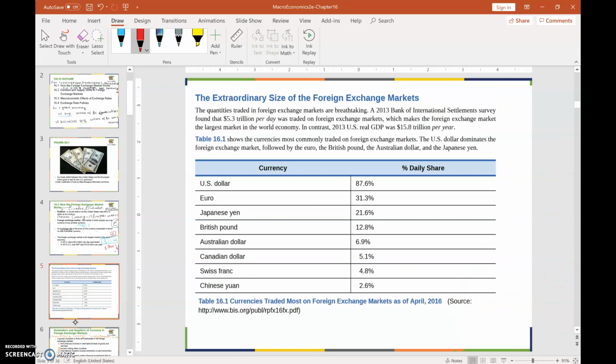Then we can look at the extraordinary size of the foreign exchange markets. The major currencies are the dollar, euro, Japanese yen, British pound, Australian dollar, Canadian dollar, Swiss franc, and Chinese yuan. It looks like the daily volume share of US dollars is 87.6%, and that's a lot.